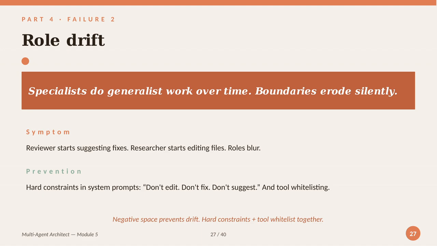Second, tool whitelisting. The reviewer doesn't get the edit tool. The researcher doesn't get the write tool. Even if the agent forgets the prompt rule, the tool list won't allow the action. Both layers together. Belt and suspenders. The prompt says don't. The tools won't. Either layer alone is insufficient. Prompts decay over long sessions, and tools without prompts produce subtle workarounds. Both, always.